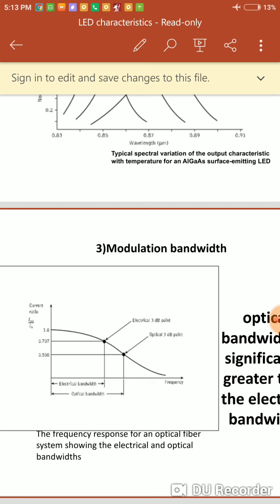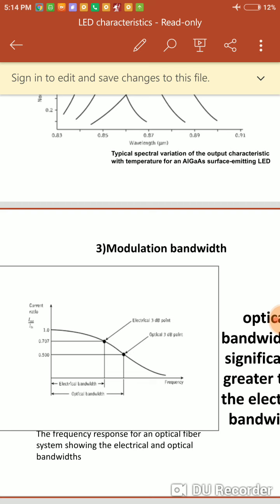The first two types are based on which signal we are taking as a modulating signal: analog modulation and digital modulation. And another, based on which parameter of light we are going to change, there are three types: intensity modulation, phase modulation and frequency modulation. But out of these three, intensity modulation is commonly used.